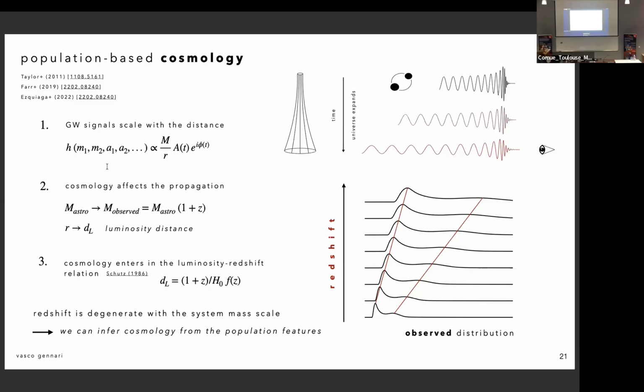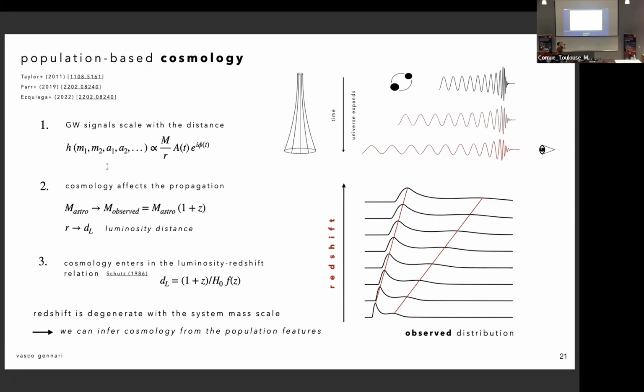As I quickly show here in the top right, once the gravitational wave signal is created and it propagates up to us, it is affected by the underlying dynamics of the universe, and it gets stretched. It gets stretched if the universe expands, for example, in such a way that the mass that we observe in the detector is multiplied by 1 plus z, where z is the redshift, and it contains information on cosmology. And the distance is the actual luminosity distance.